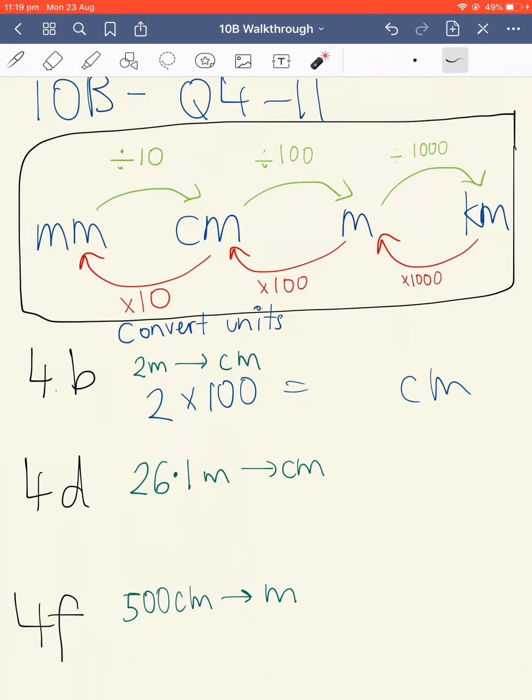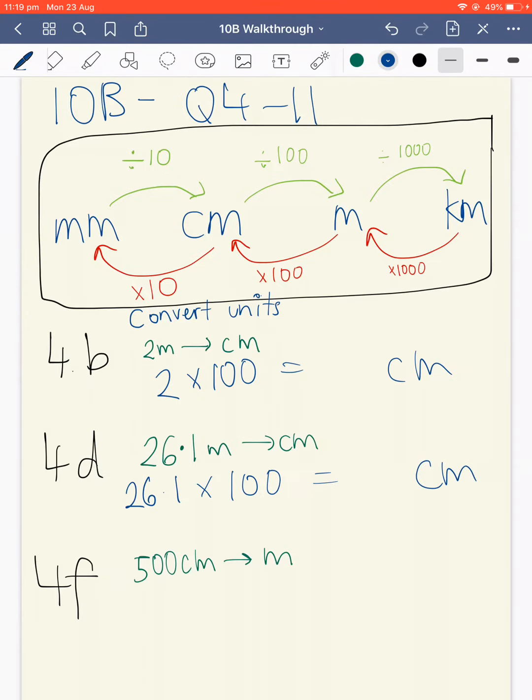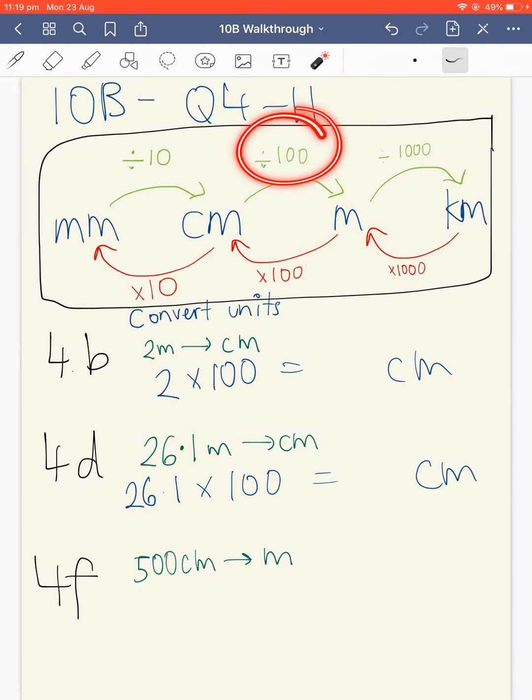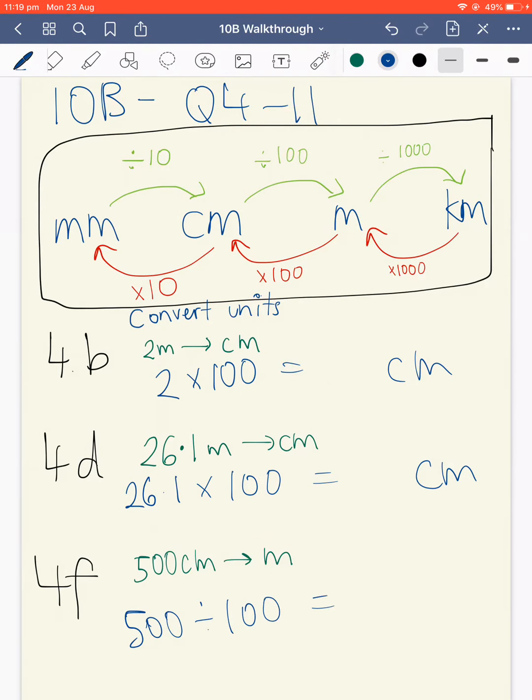Next one that I'm doing, I'm going from meters again to centimeters. So I am going to again multiply by 100. So you've got your 26.1, and then you're going to multiply it by 100 to give you your answer. Next one we have here, we're now going the other way. So we're going from centimeters to meters. So I'm going to divide by 100. So I'll do my 500 divided by my 100 to give me my answer in meters.